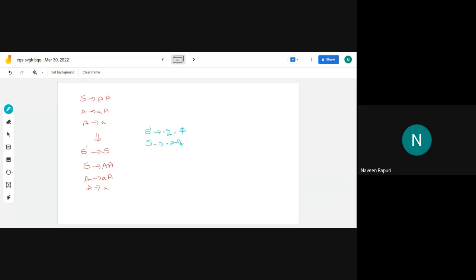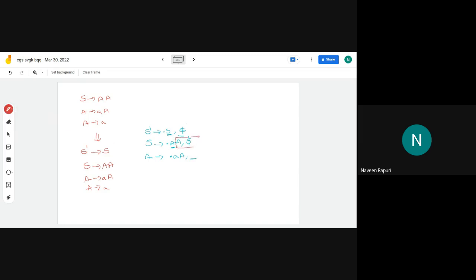Here, after S, only dollar is there. That's why first of dollar is dollar, which means the lookahead symbol is dollar here itself also. Next, after the dot there is a capital A. That means A derives dot small a capital A, and here the lookahead symbol needs to be calculated from here.